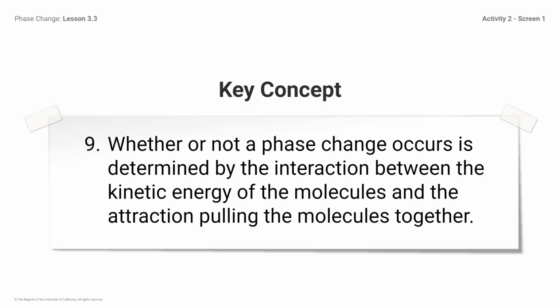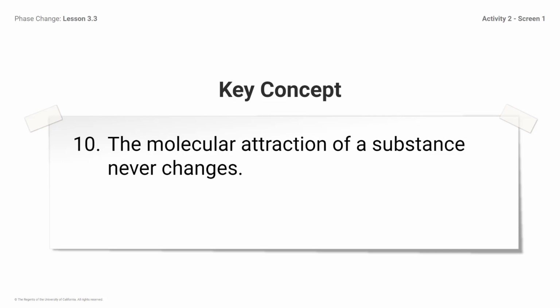Key concept. Whether or not a phase change occurs is determined by the interaction between the kinetic energy of the molecules and the attraction pulling the molecules together. How can you connect this key concept to the video? We might say the key concept was shown in the model because the weaker magnets moved apart, or changed phase, with less energy added than the stronger magnets. Just like different types of molecules, the magnets had different amounts of attraction pulling them together.